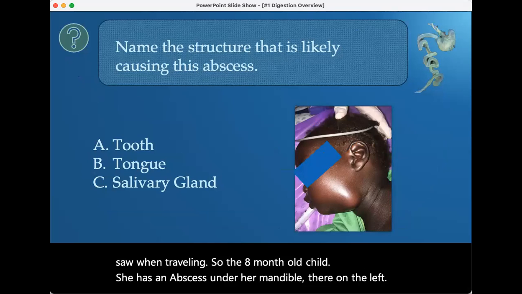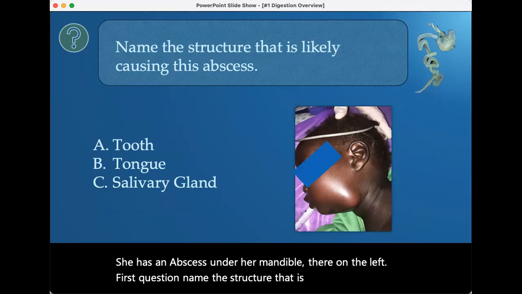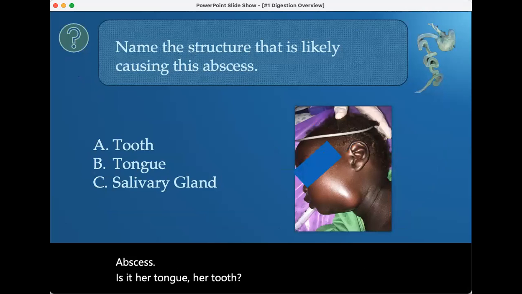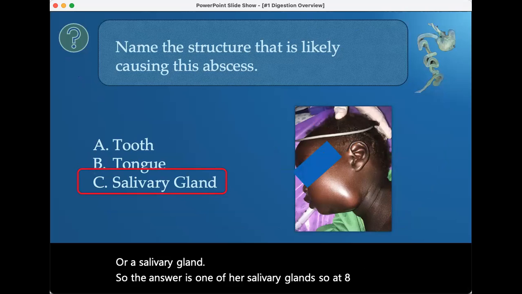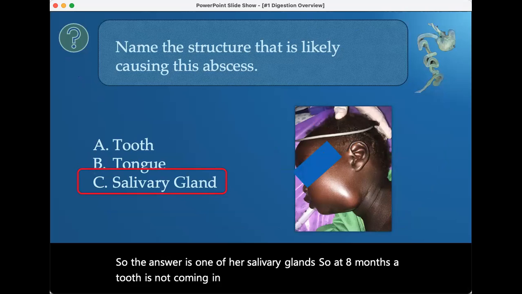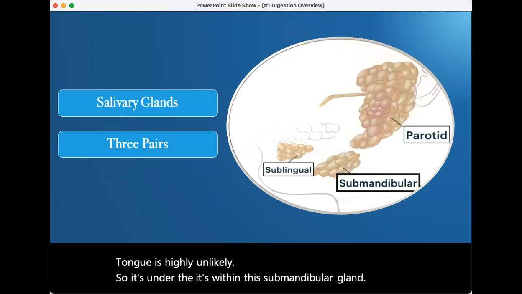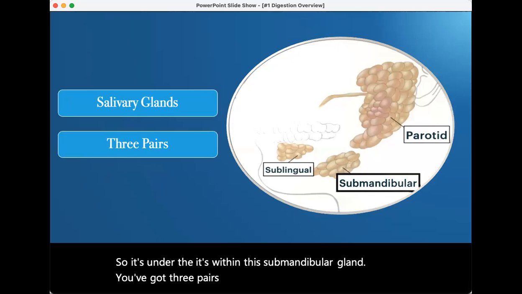First question, name the structure that is likely causing this abscess. Is it her tongue, her tooth, or a salivary gland? So the answer is one of her salivary glands. At 8 months, a tooth is not coming in that location quite yet. Tongue is highly unlikely. So it's within this submandibular gland. You've got 3 pairs of salivary glands: the parotid, submandibular, and the sublingual.